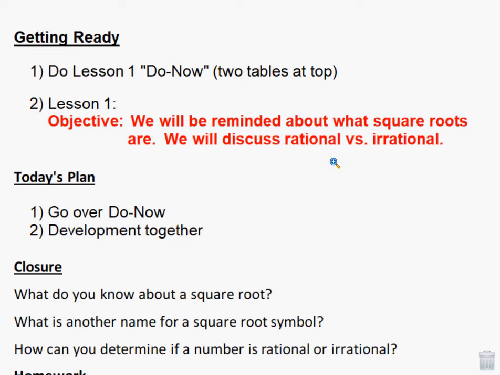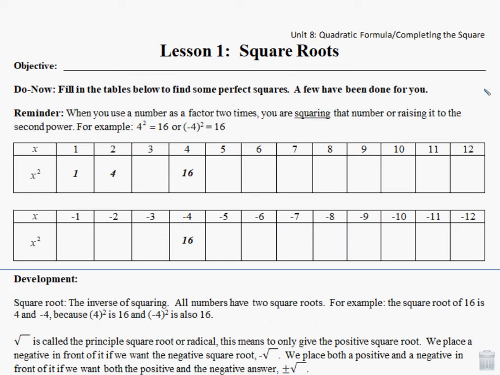So we're starting a new book, and today's lesson is pretty basic. I'm hoping that you remember or were exposed to some stuff about square roots. If not, don't worry, I'm going to take it from the beginning. So you are going to do the do now, which is filling in the two tables at the top, and if you could just copy down the objective. I'm hoping that really I am just reminding you about a square root. And we're going to talk about rational and irrational numbers, which again you should have already been exposed to as well. So if you didn't get a chance to do the do now, I'll do it with you even.